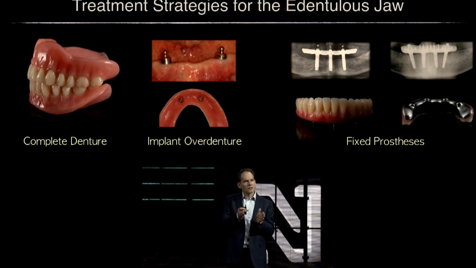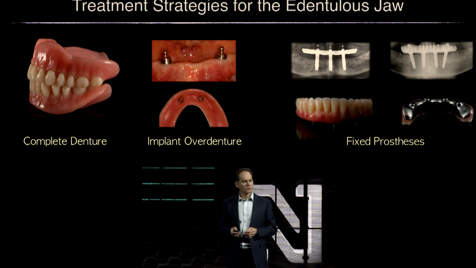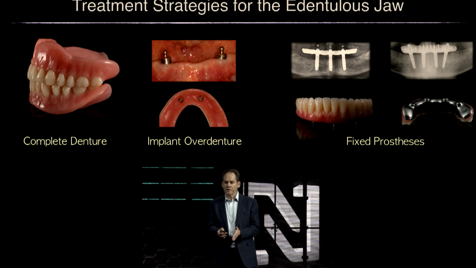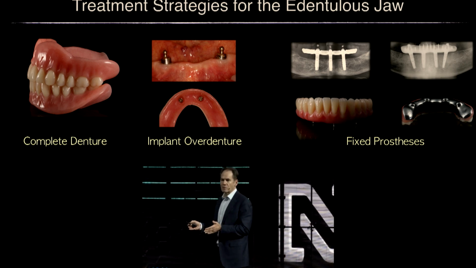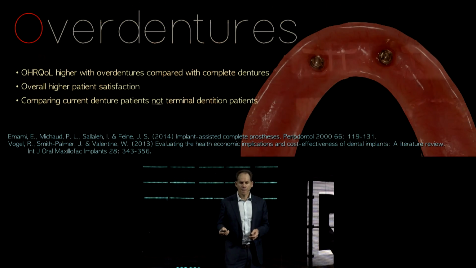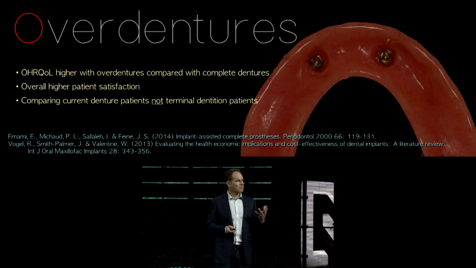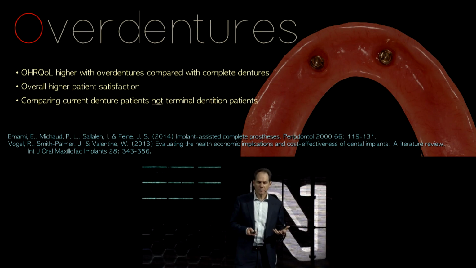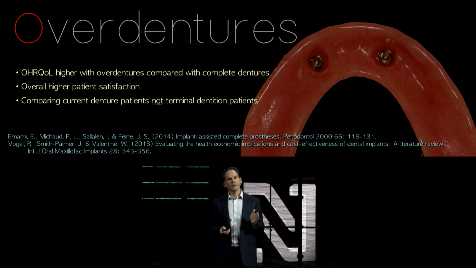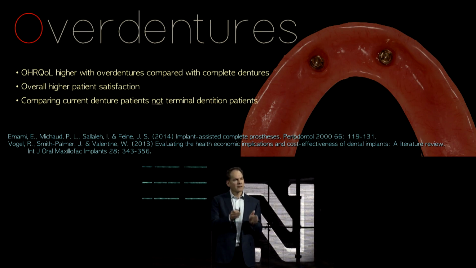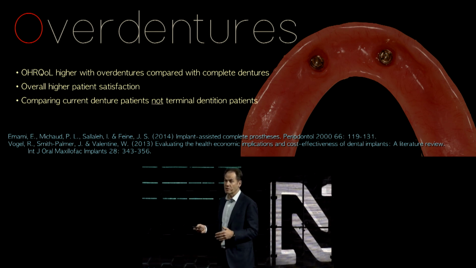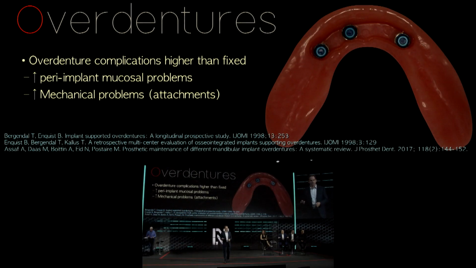So there's these various strategies for treatment of the edentulous jaw. You can have a complete denture, or you can have implant retained overdentures, or implant-supported fixed prostheses. Overdentures, if you compare them to complete dentures, have a better quality of life. Patients are reasonably satisfied with them. But all of these studies generally compare a currently edentulous person going to an overdenture, not terminal dentition patients, which is what most of us are dealing with these days.